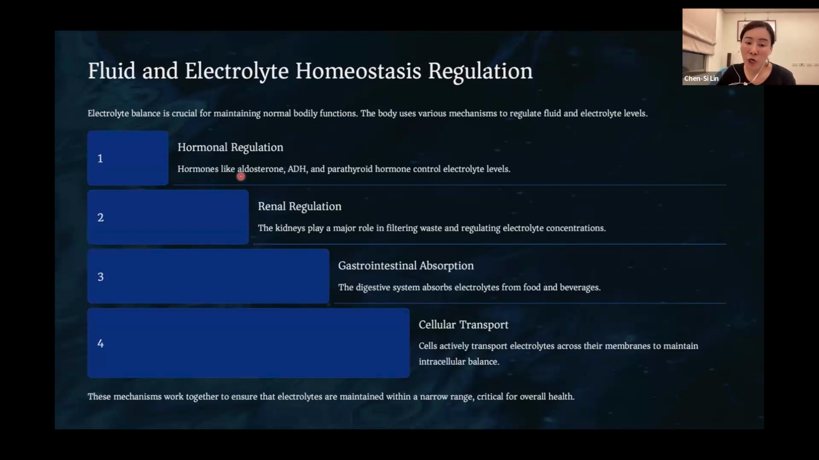Another one is the GI system, the digestive system, that we need to look at to see if some problem occurs in the GI system. So basically, it's hormones, kidney function, and GI absorption.